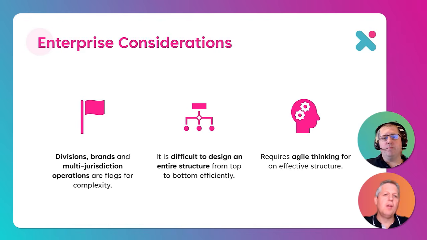I think the enterprise considerations certainly are: what are the flags which add complexity? It's multiple divisions or potentially brands. Multi-jurisdiction is a big one. If you're operating across different countries with different rules, these are the things which have us on alert. We also have to be pragmatic. So we're not going to be able to design the entire structure from the top down like you can maybe for a smaller or medium organization. We have to start thinking about frameworks and creating spaces for people to operate. And because of that, you need to think differently as we talk about agile thinking.